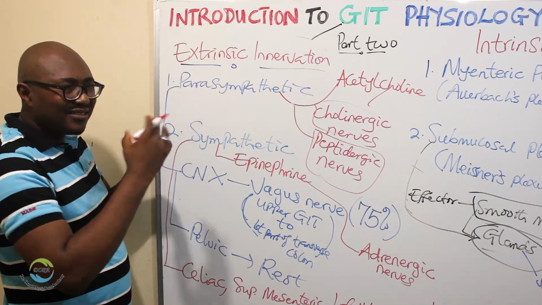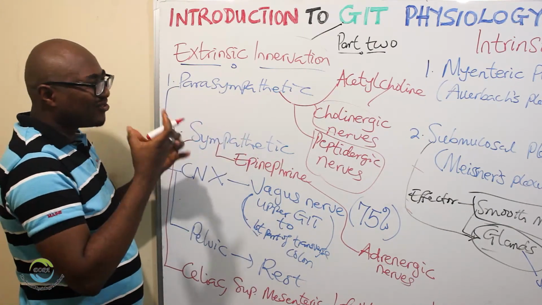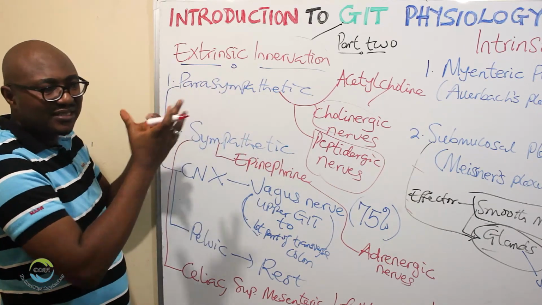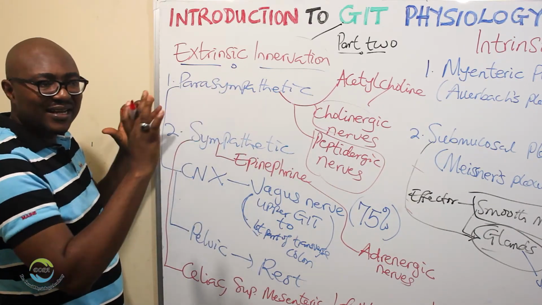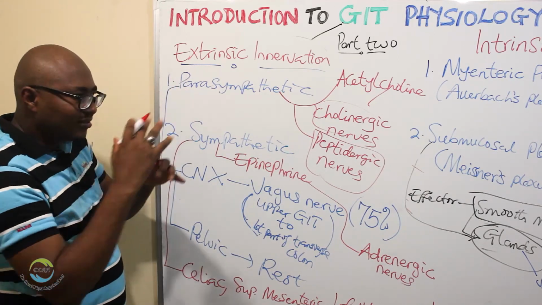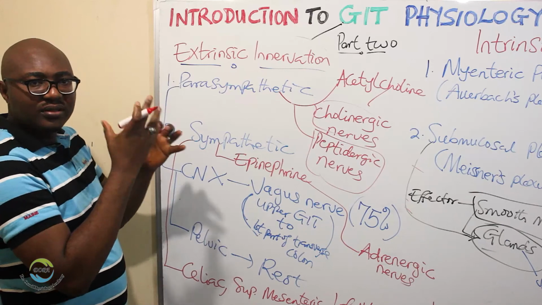Now, another part is the blood supply. You don't really need that to understand the function of the GIT, so there's no need going into that. You learn that in anatomy. It's called the splanchnic circulation. You can look that up.